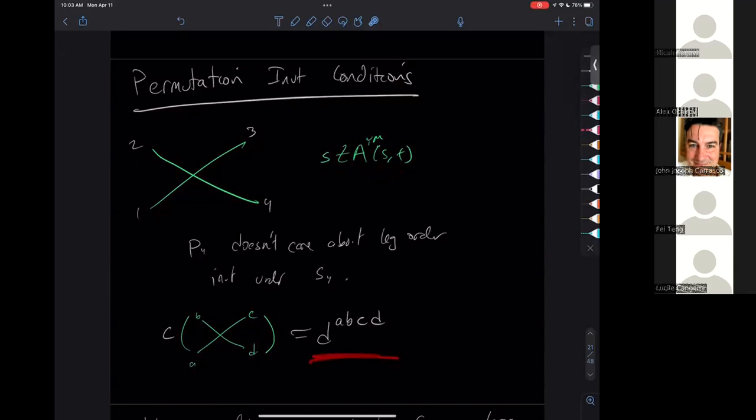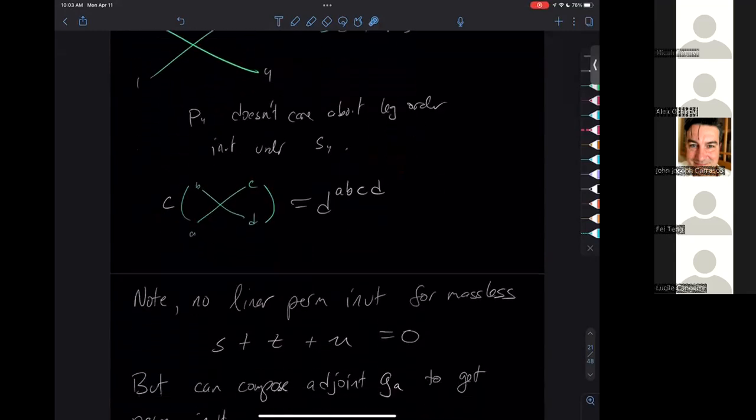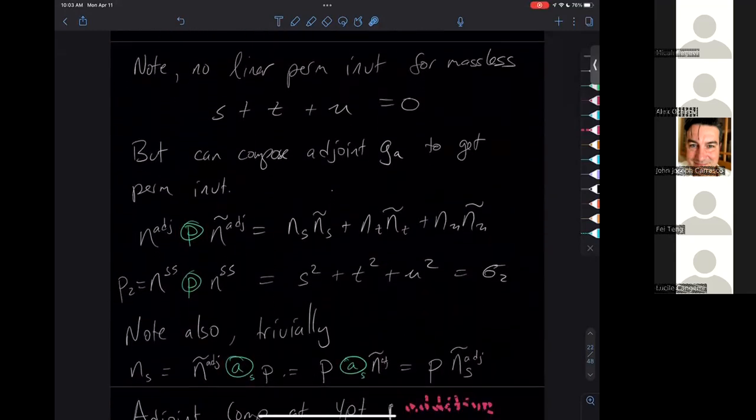Of course, you can have permutation invariant color weights, like d^{abcd}, which is just a normalized sum over all the color traces. Now, one thing you should note is there's no linear permutation invariant for massless theories. This is because s plus t plus u equals zero, so you don't have a linear permutation invariant at 4 point. But you can always compose adjoint things with themselves to get permutation invariants, and that's just by summing over all the channels, right?